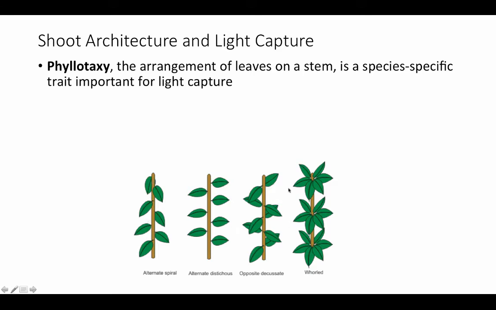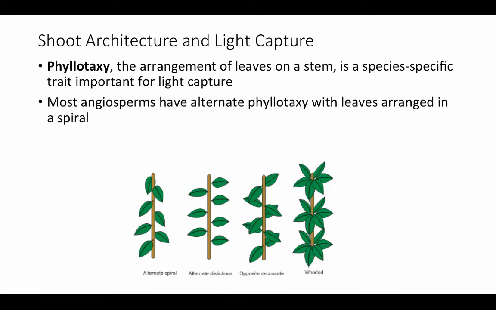You can also have arrangements that have two leaves coming from each node, and these are called opposite leaves. So from each node, you're going to have one leaf on either side. And you can also have entire whorls of leaves at each node, and this is called a whorled phyllotaxy.